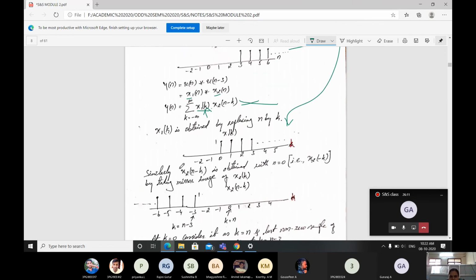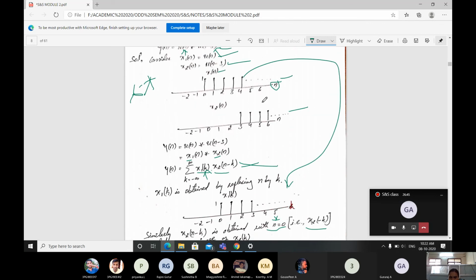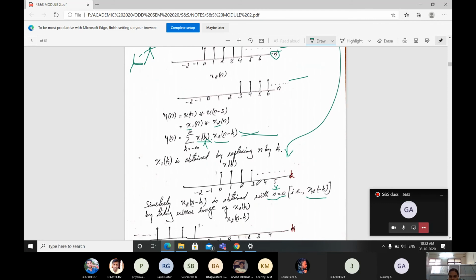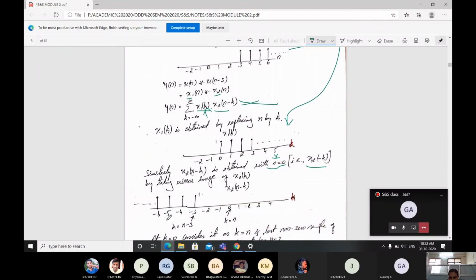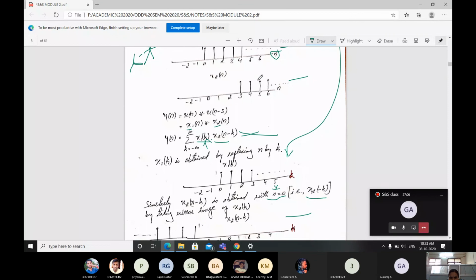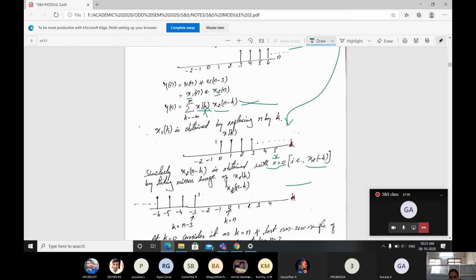In the same way, we want x2 of n minus k. It is obtained with n equals 0. Remember this condition: at n equals 0 we are representing the signal. When I substitute n as 0, I get x2 of minus k. How do we get this signal? By taking a mirror image of x2 of k. Here x2 of n is x2 of k, and reflecting this, instead of the positive values, it will come at the negative values. That is x2 of n minus k. Here it is in the positive; take the reflection of that, and you will get a signal like this.